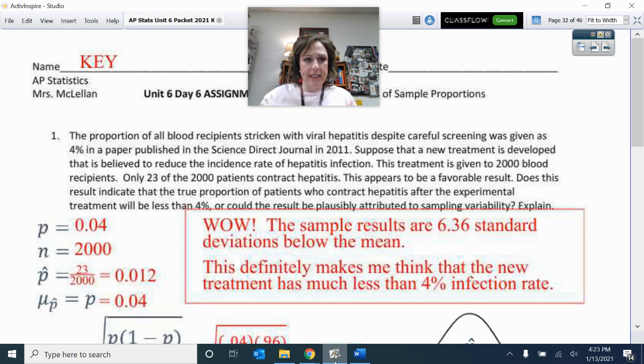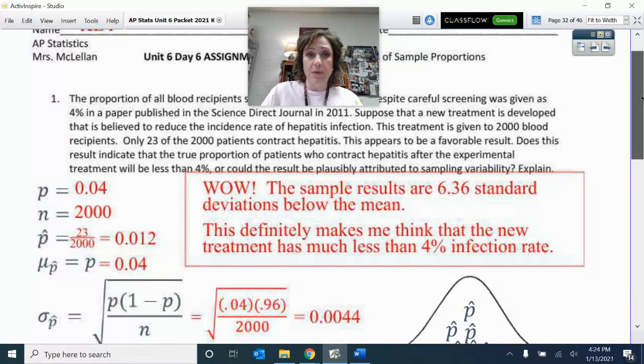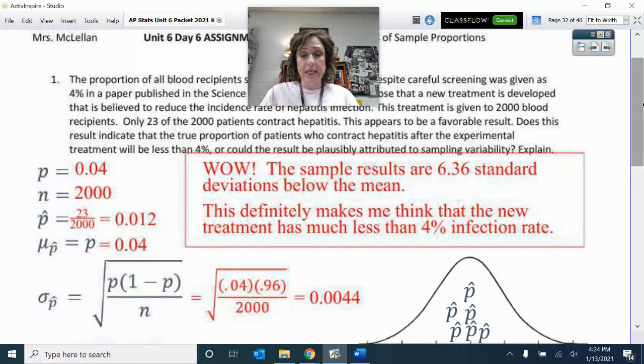Right, let's see how you did on your sampling distributions for sample proportions. Remember that at first you need to identify in the problem contextually what's the population value, what is the claimed amount for the population. In this case, they were saying that currently, 4% of blood recipients get infected. Then they said, all right, we have this new treatment. We take a sample of 2,000, and 23 out of the 2,000 got infected.